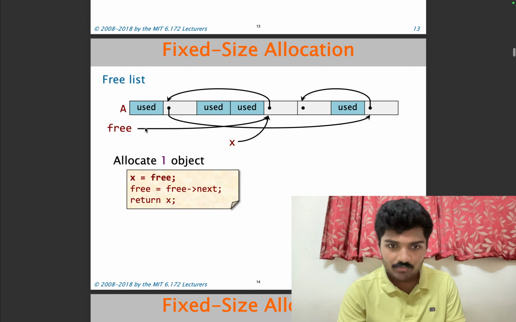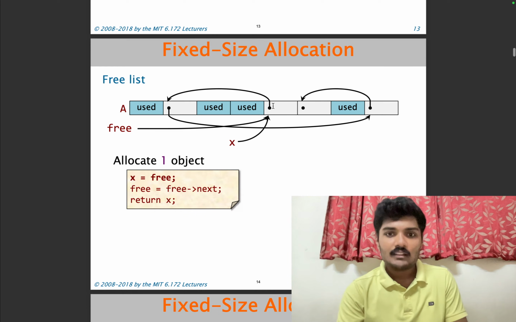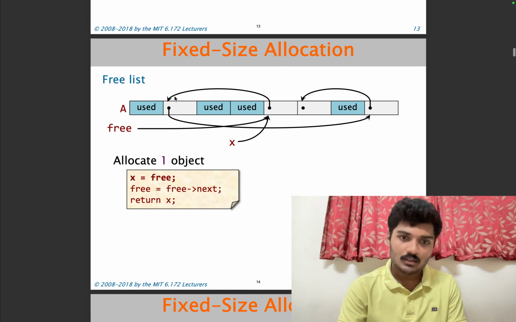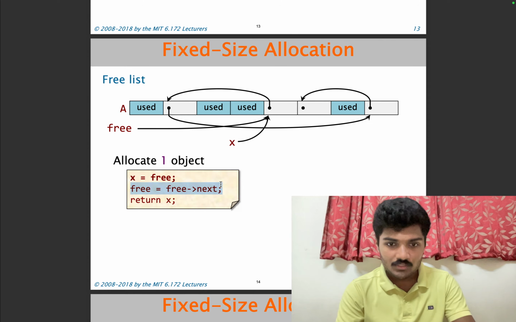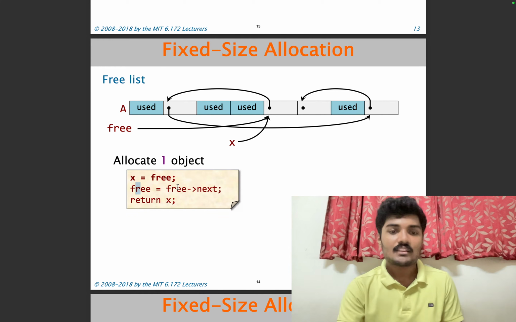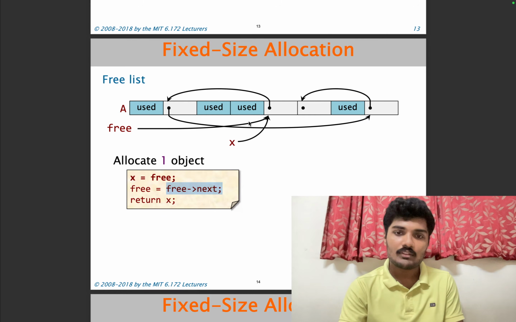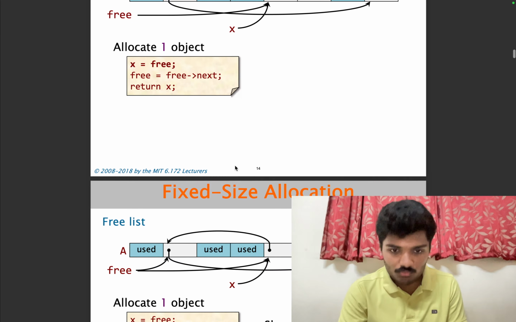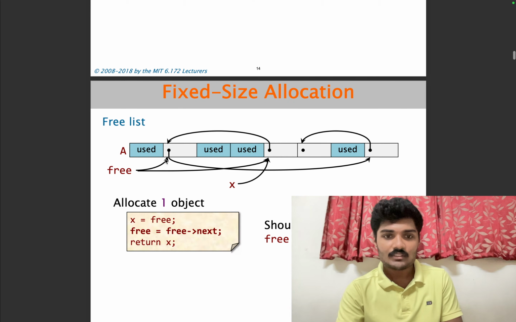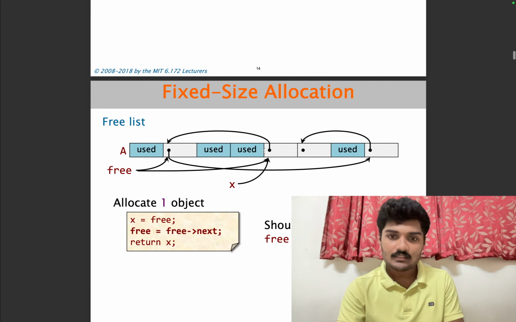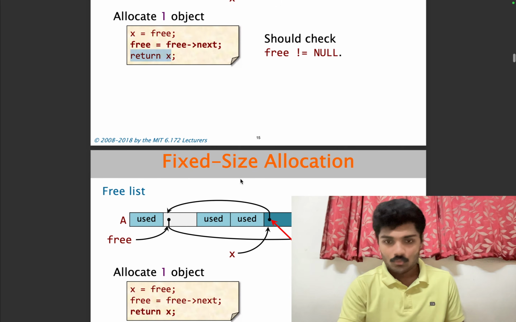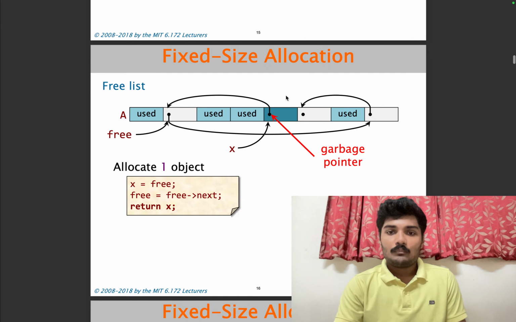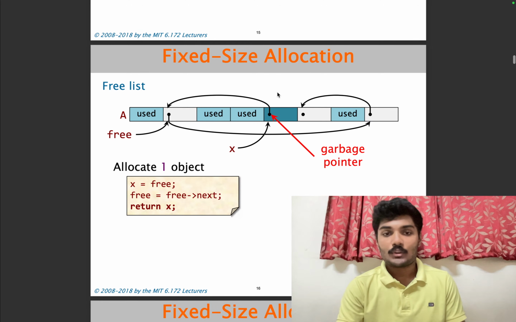If our free was pointing to this block of memory, then free next will be pointing to this memory. Since we have given the statement free is equal to free next, free will now point to this block of memory. So this is what happens. Free is now pointing to the next block, and x is still pointing at this block, and we'll just return x, where x is now the new free. Whew. Okay, and whatever this pointer is, it's a garbage pointer.